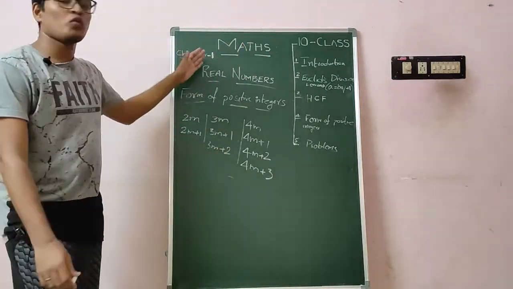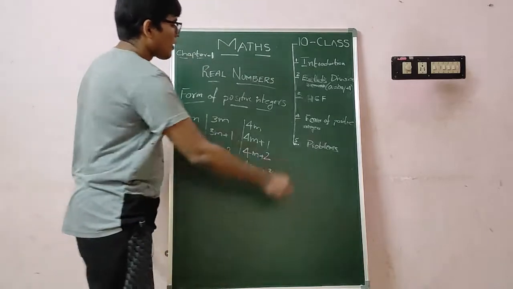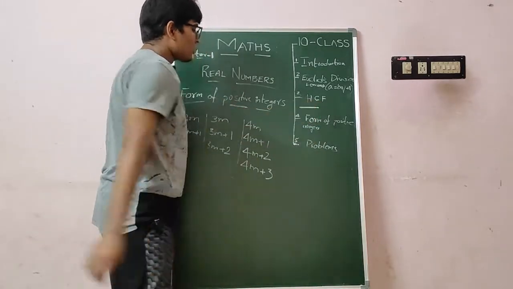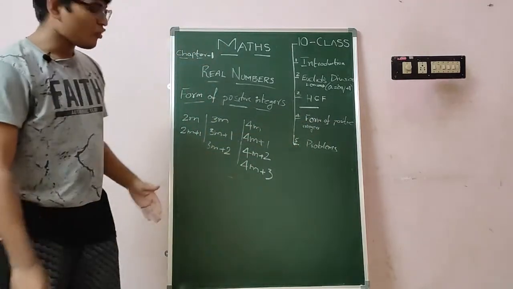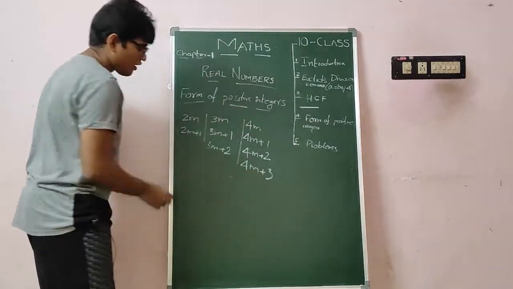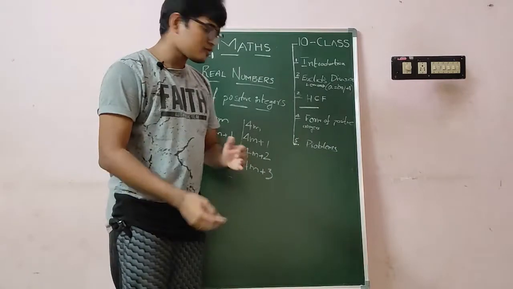Today our chapter 1 is real numbers. We have completed successfully till here. Now we have seen a brief introduction on the form of positive integers. Now we will conclude with this and we'll go to the problems.